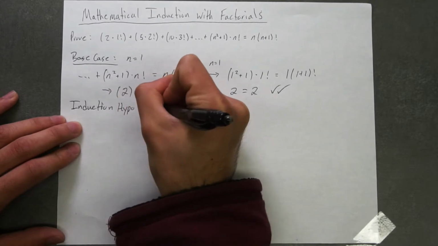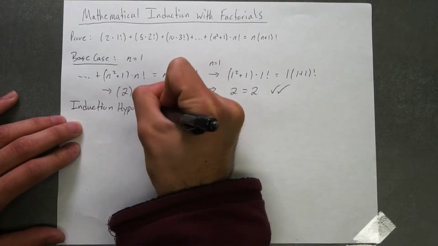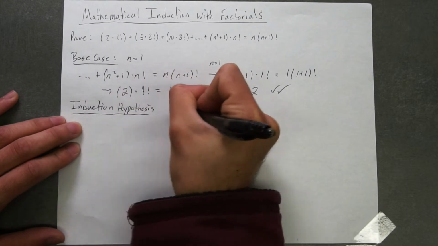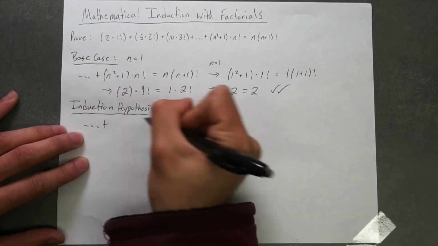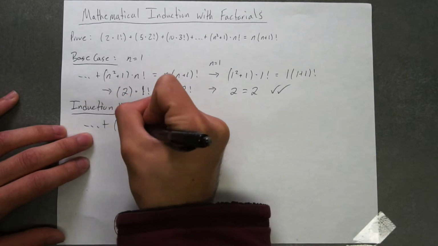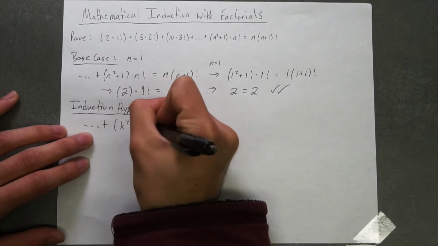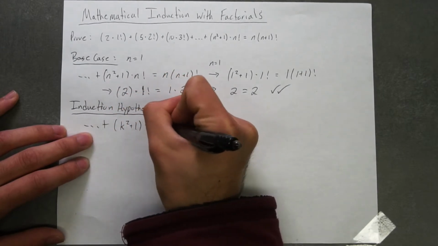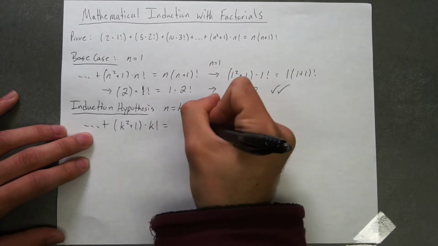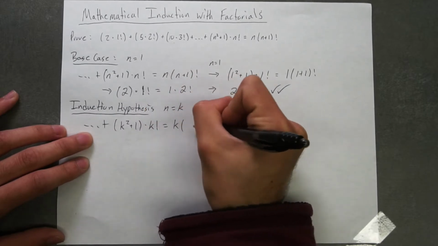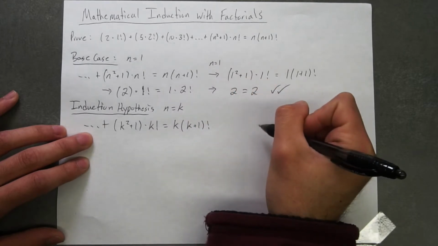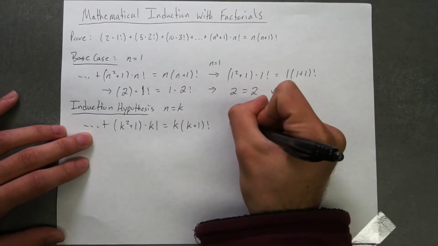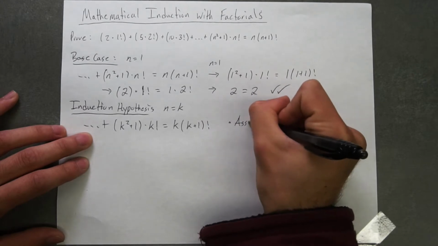We set n equal to k. So n is equal to k. Now we just substitute k for every n. We have k squared plus 1 times k factorial is equal to k times k plus 1 factorial. And we just assumed that this case is true.